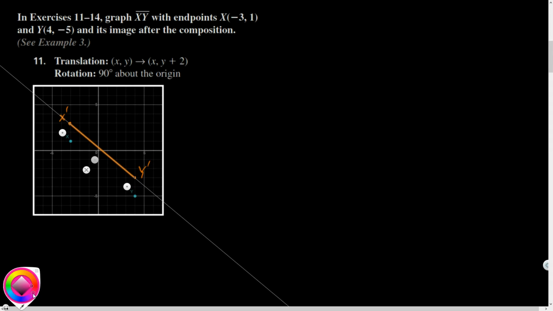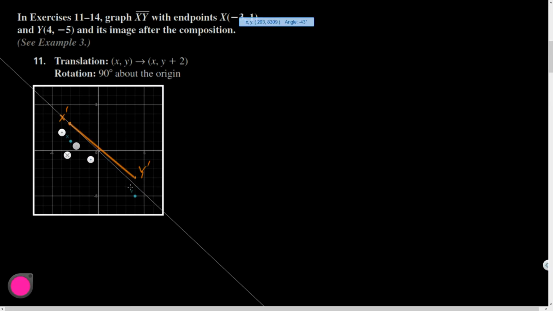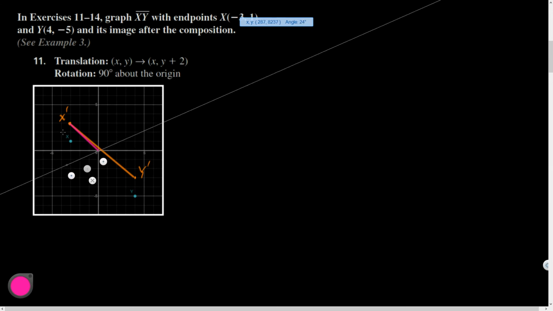And let's go to the purple here. And then they wanted us to rotate it 90 degrees about the origin. Do so somewhat geometrically. And this is like super close. Well, I want to go 90 degrees from that. That's going to be clockwise.